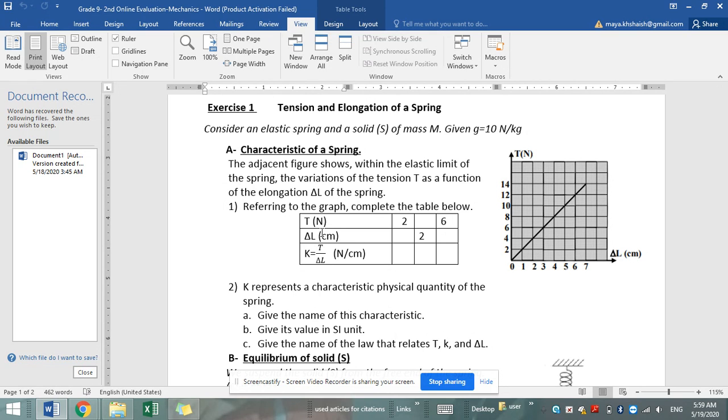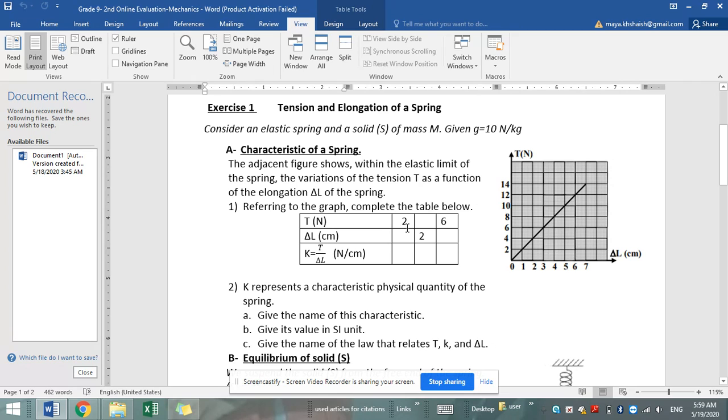The adjacent figure shows the spring within the elastic limit. This means within the maximum elongation of the spring beyond which the spring loses its elasticity. The variation of the tension T as a function of the elongation delta L of the spring is given. Referring to the graph, complete the table below.